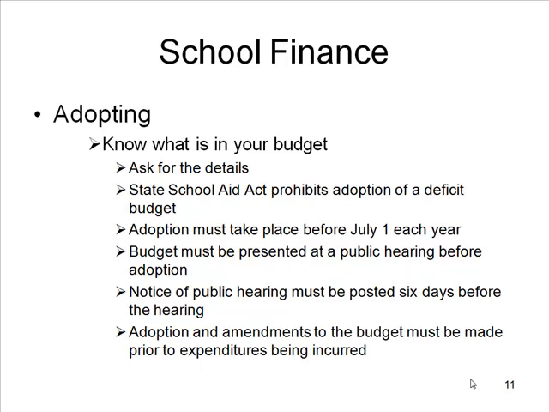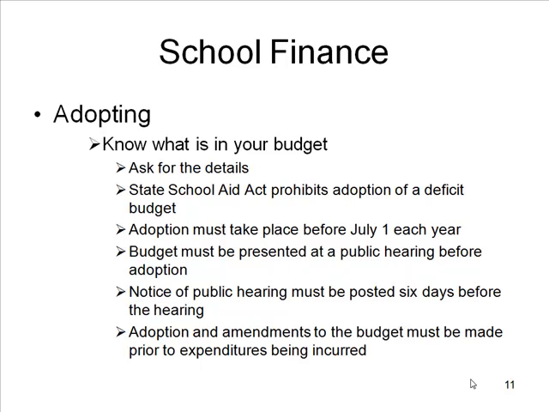You must have a public hearing before any adoption. The public hearing notice must be published so that individual community members know that a public hearing is going to be held and discussions on the budget are going to take place. They also have a right to a copy of the budget if so requested.